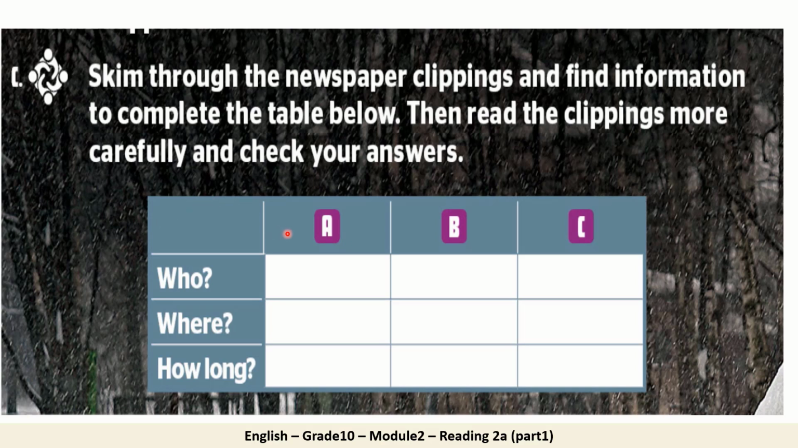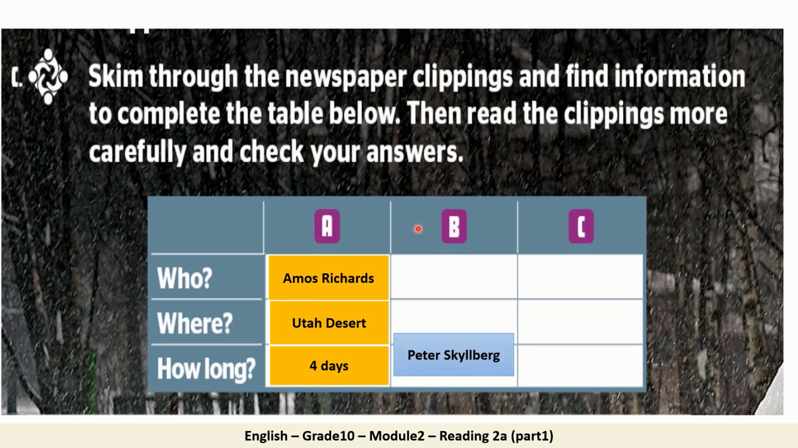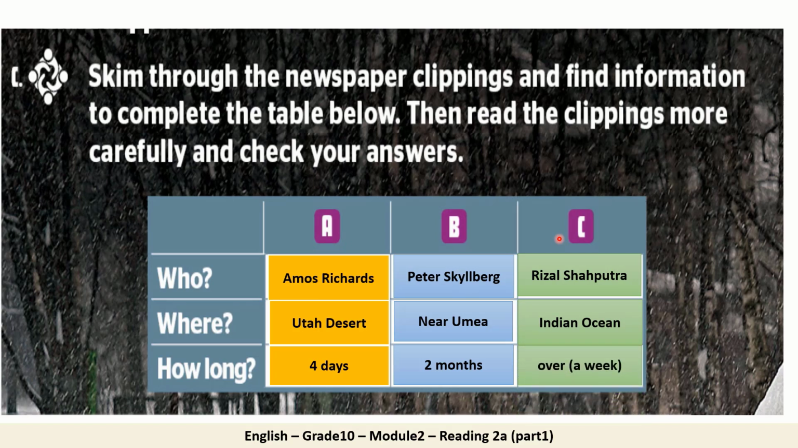Let's share answers. Who is the main character in text A? Correct, Amos Richards. Where? In Utah desert. And how long? 4 days. Now text B, who is the main character? Peter Skillberg. Where? Near Omeo. Perfect. How long? For 2 months. And text C, who is the main character? Rizal Shaputra. Where? In the Indian Ocean. Correct. How long? Over a week.